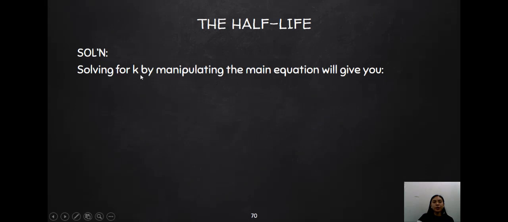So, solving for k, we have to manipulate the main equation, and it will give us this. So, ni-rearrange ko lang po yung equation such that we will be left with k on the right side of the equation, and you have your other variables on the left side of the equation, such that your disintegration constant is equal to the ln of N sub t all over N sub 0, and that whole quantity is divided by the negative time.